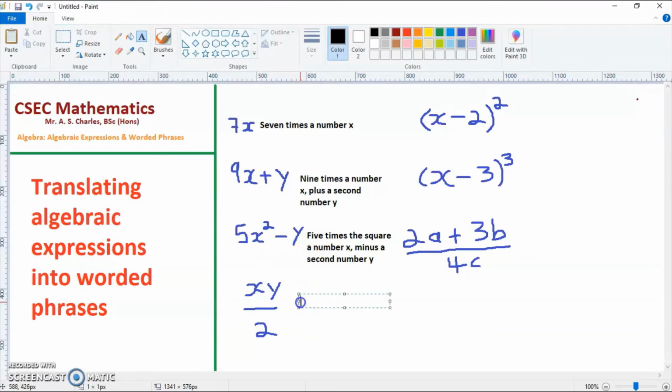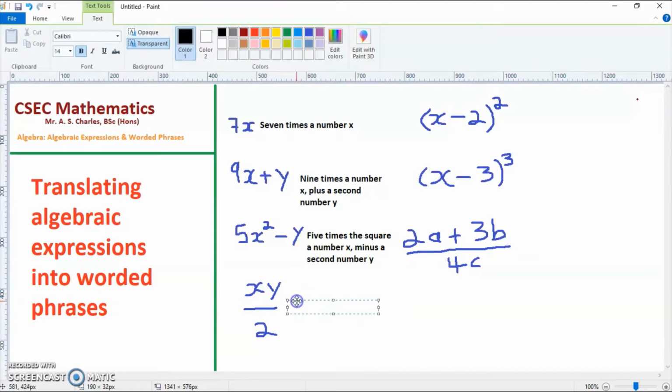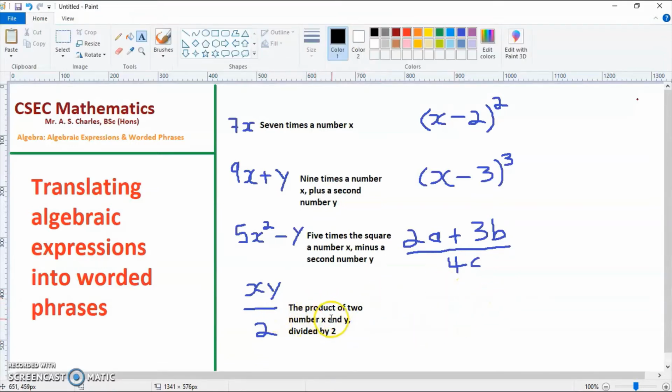Our fourth question, we have an algebraic expression here. There is no sign between the x and the y, so we know it's a product. So we have the product of two numbers x and y, and this bar here means divided by 2. So the product of two numbers x and y divided by 2.